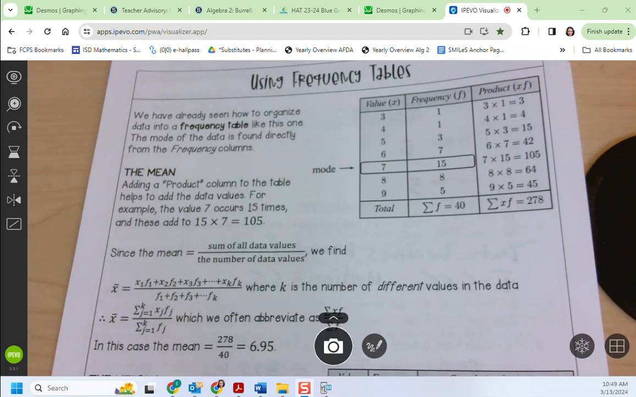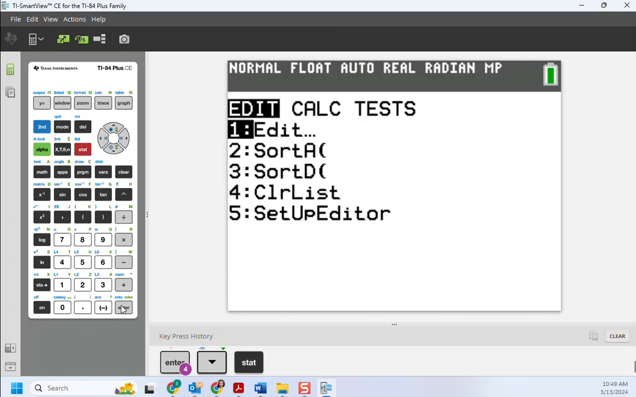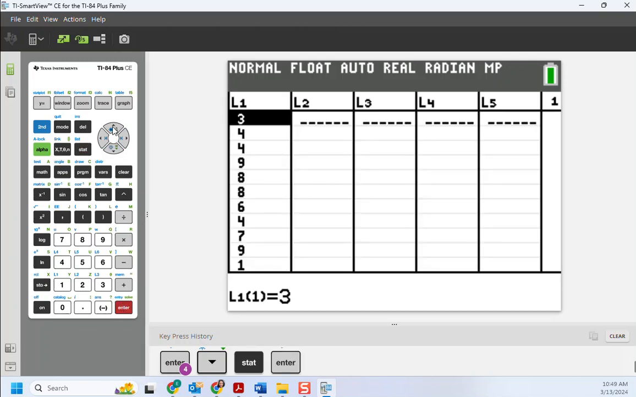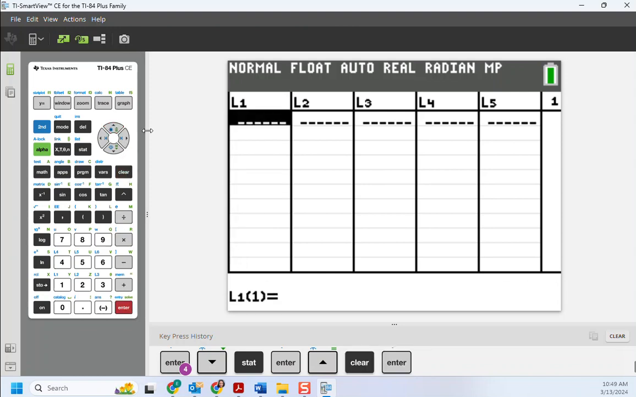So let's do that. To clear a list, let me show you what you want to do. Stat, edit. To clear a list, go to the title of the list, but do not delete it. If you delete a list, it could be gone until somebody resets your calculator, which is not something I know how to do. So you press clear and then enter. Do not delete it. And now we're going to enter the numbers for the value and the frequency.